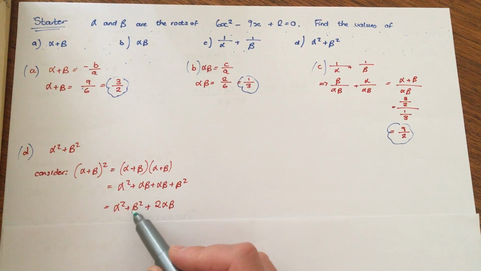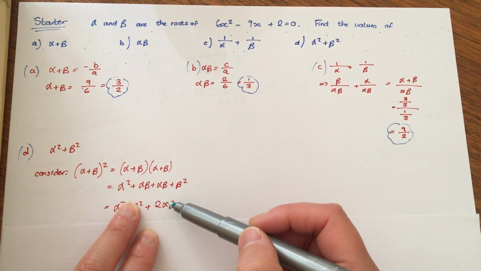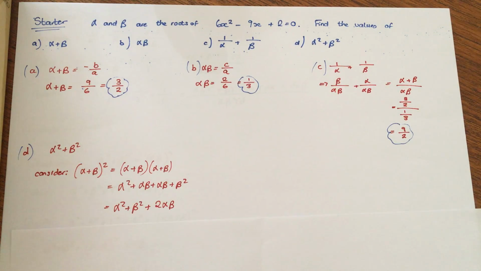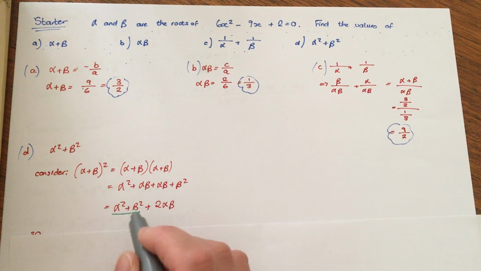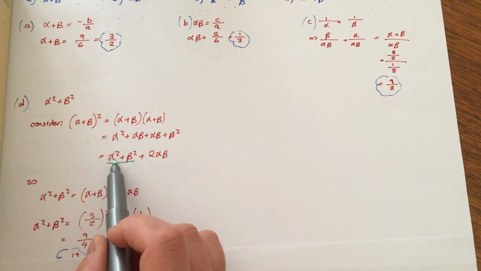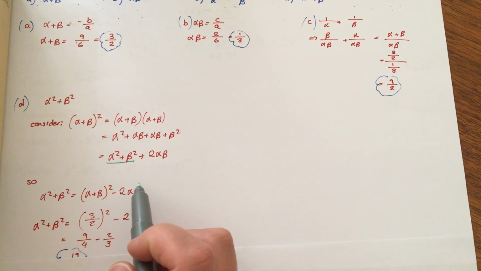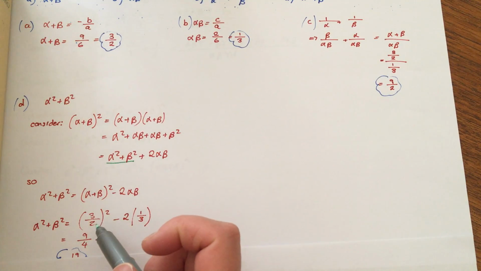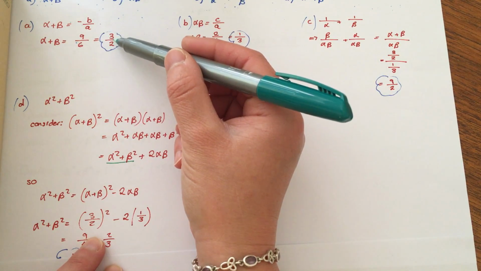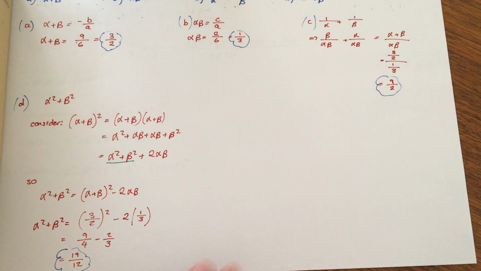Alpha squared plus beta squared is the thing that we want. We do know alpha plus beta squared. We do know alpha beta, so that gives us something we can work out. If we rearrange that expression, we can say that alpha squared plus beta squared that we want is alpha plus beta squared, take away 2 alpha beta, and substitute in those because we know what alpha plus beta is, it's 3 over 2, and we know what alpha beta is, it's a third. Okay, so I hope that makes sense.